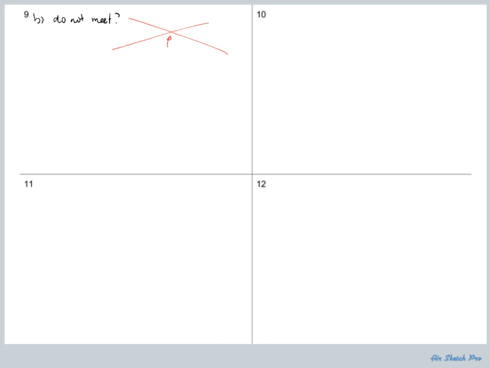So not only would they have to have a point of intersection, but the point of intersection would have to be for the same value of t, wouldn't it? In other words, the paths would have to cross over each other at the same time for them to crash. Does that make sense? So we need both of those things. So keeping that in mind, this is what we're going to do.